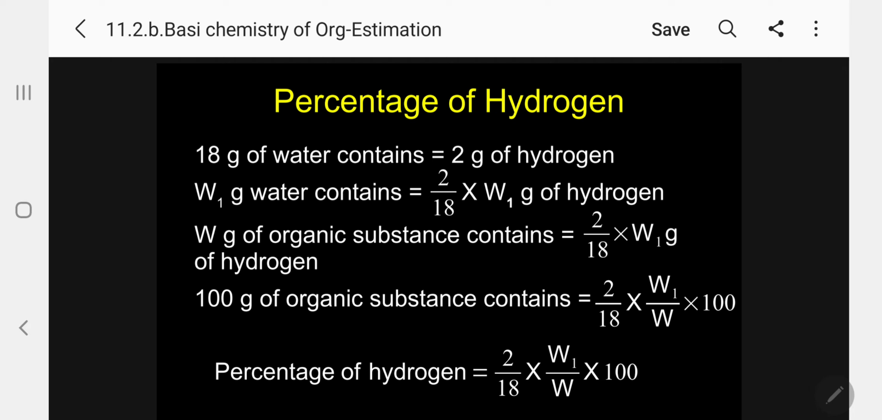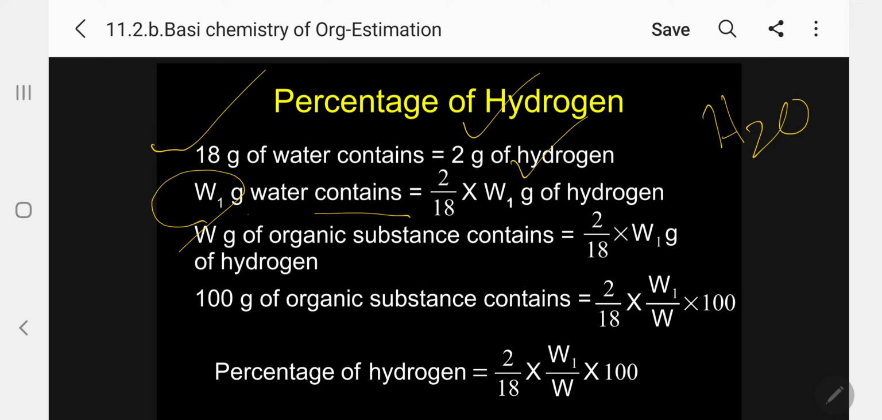First, let me discuss the percentage of hydrogen. Kindly follow. We know the molecular weight of water, H2O, is 18. So 18 grams of water contain 2 grams of hydrogen. How much water is formed? W1. So W1 grams of water contains 2 by 18 into W1 of hydrogen. That will give the amount of hydrogen formed. We know how much quantity we have taken. So W grams of organic compound contain 2 by 18 into W1 gram of hydrogen.